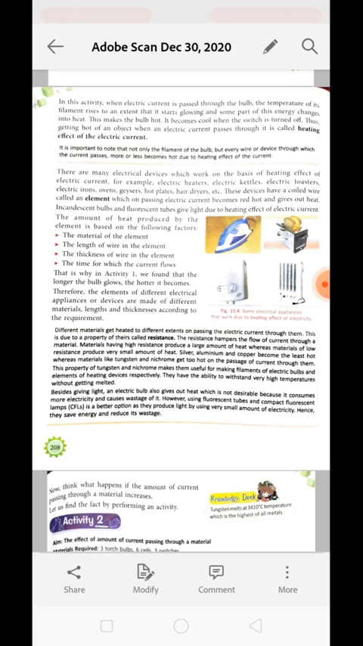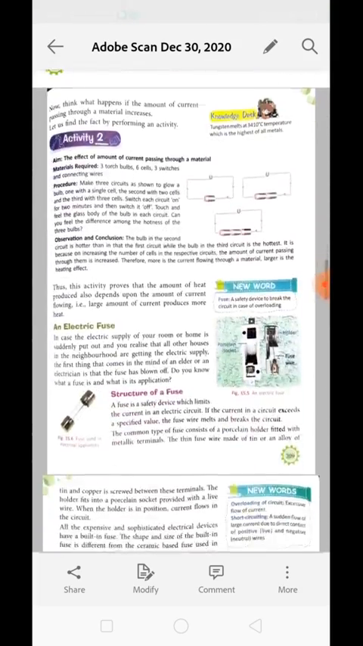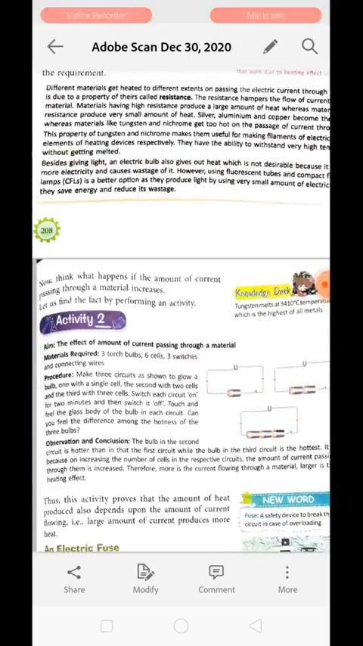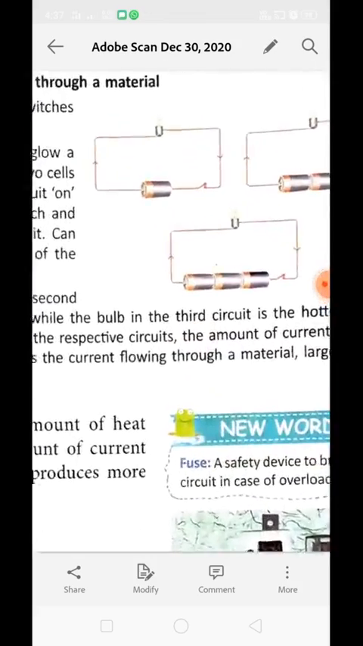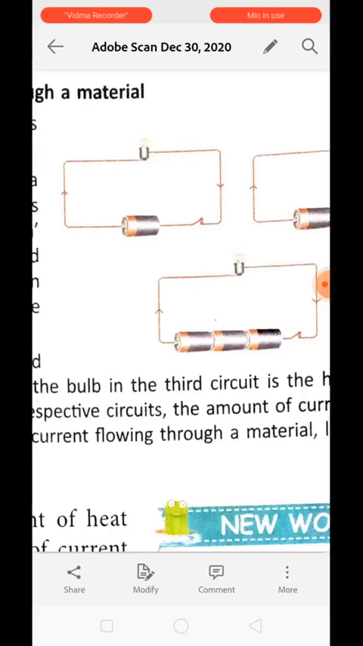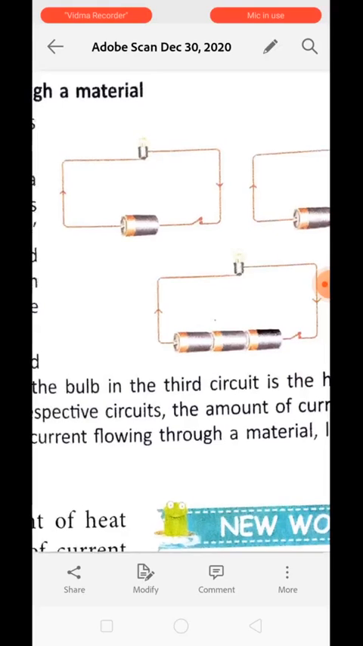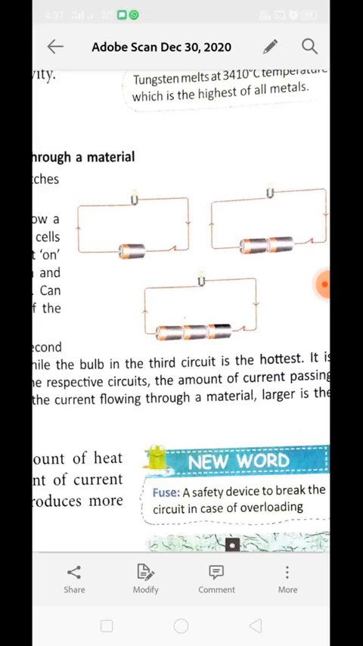Now, think about what happens if the amount of current passing through a material increases. Let us find out with the help of an activity. See, this is Activity 2, in which we are going to study the effect of the amount of current passing through a material. For that, we need certain materials like 3 torch bulbs, 6 cells, 3 switches and connecting wire. Because we are going to perform this activity, we have to make 3 circuits as shown in the figure. To make the circuit, we will need battery, wire and bulb.